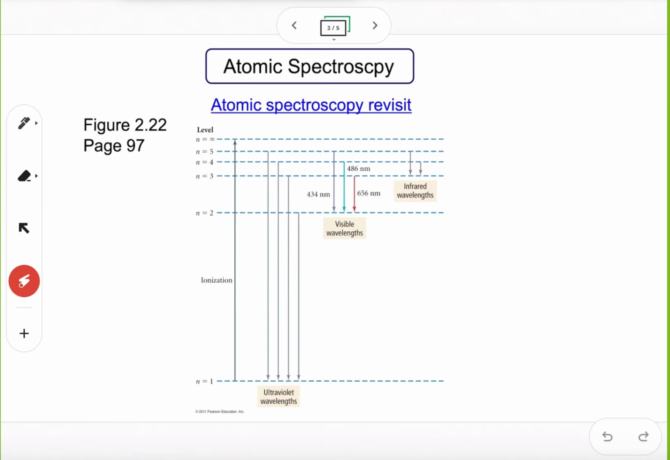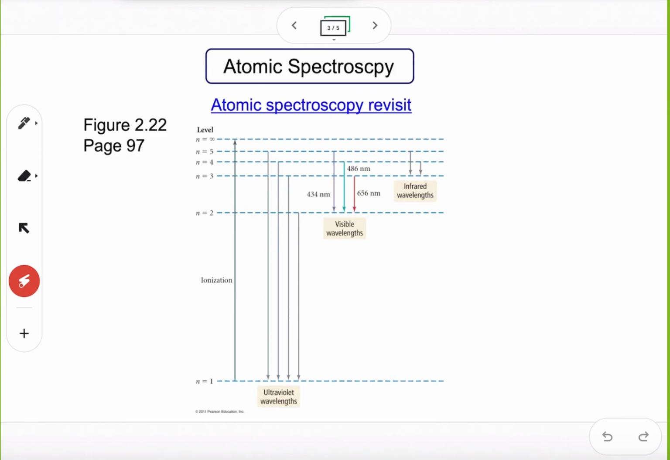But if those electrons go from n equals 5 to n equals 2, n equals 4 to n equals 2, or n equals 3 to n equals 2, the photons released by this electron transition process can be observed by our eyes, because the wavelength of those photons will be in the visible light range.